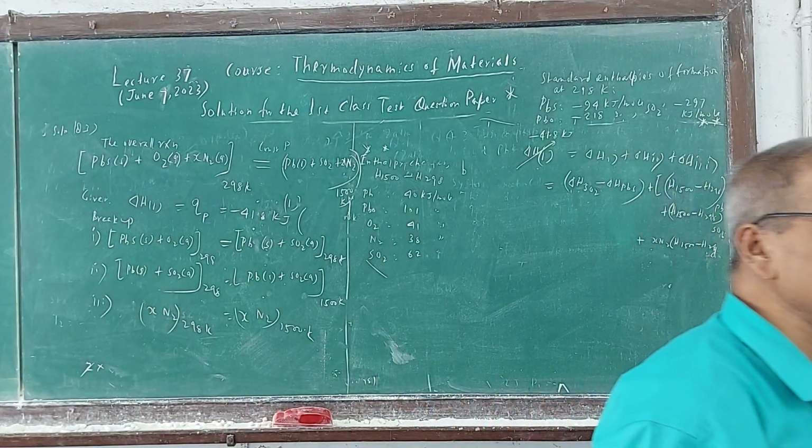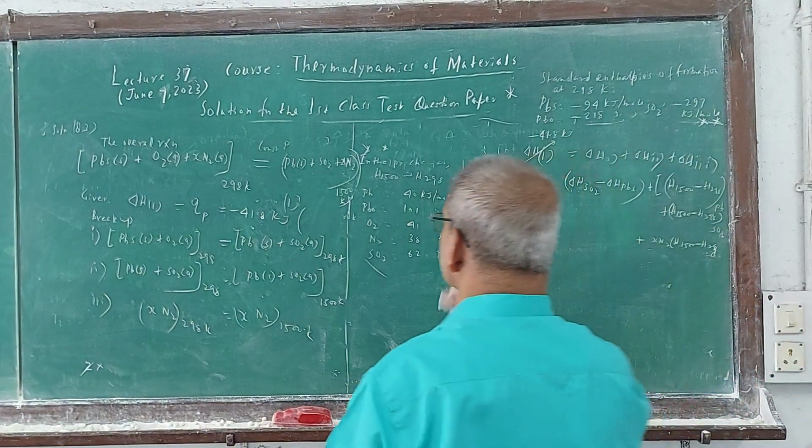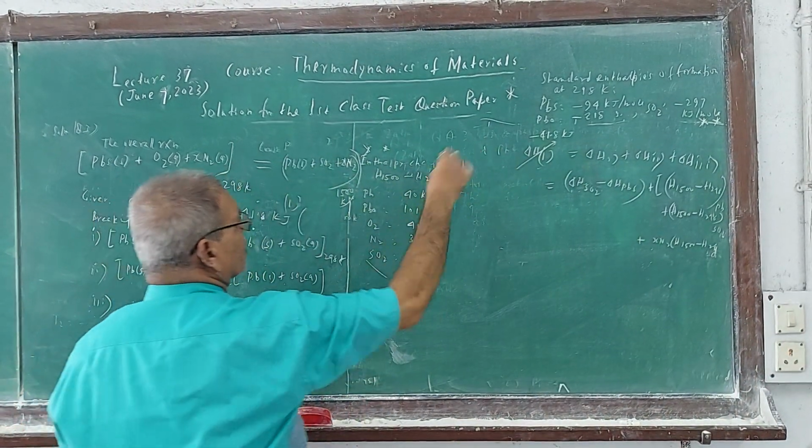You make your task easier. Otherwise, Cp dT, where Cp is A plus BT plus CT squared. Integrate and get the result. That is done for you. Either this or the heat capacity will be given. I gave the heat capacity, so you got this. What is the answer? Suppose you don't know. This is not given.